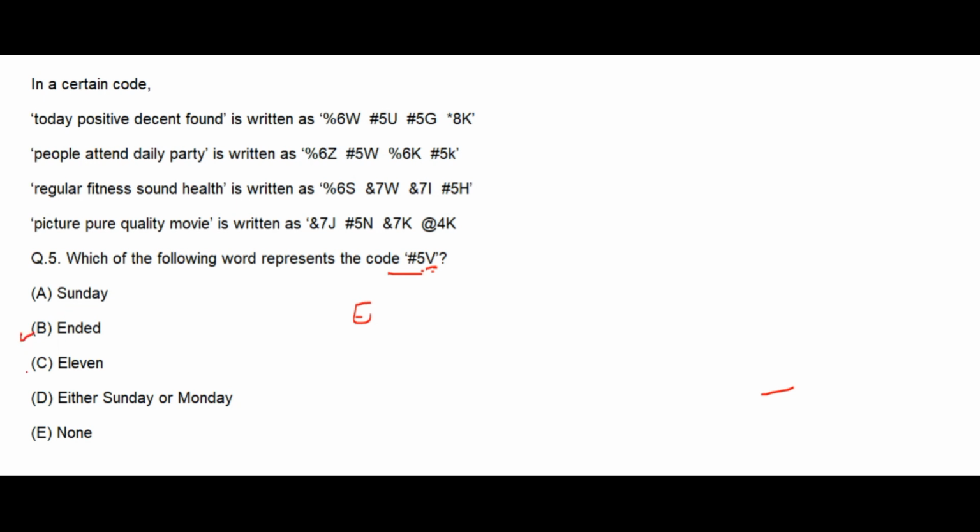In options B and C, we can see option B has 5 alphabets, but option C has 6 alphabets, so option C will definitely not be the answer. Option D will not be the answer, and option A will also not be our answer, because that word starts with S, but we need a word starting with E with 5 alphabets. So definitely our answer will be option number B. I hope this question is very easy.